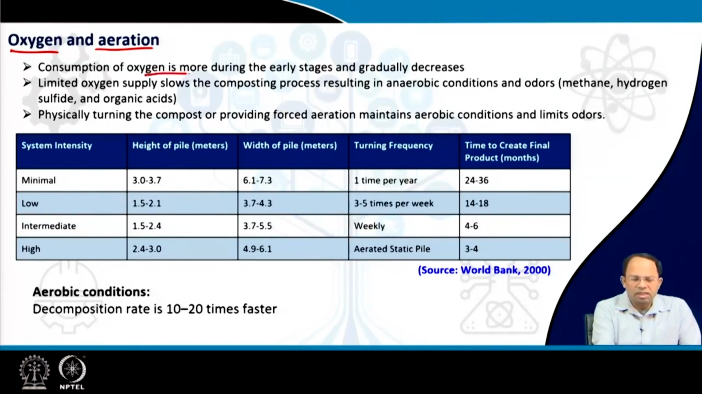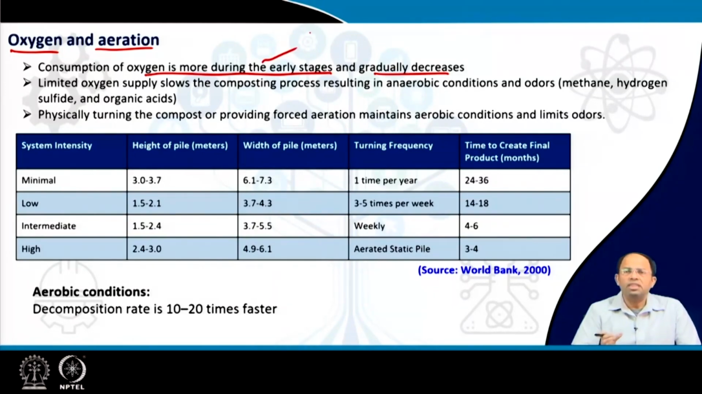So consumption of oxygen is more during the early stages and gradually decreases. So more microorganism activity happens at the beginning. Of course the consumption is more in the beginning and then gradually it reduces. So later on when we check the compost quality or if the curing has happened, we will see how much oxygen is being consumed. If oxygen consumption is low, that means curing is done.